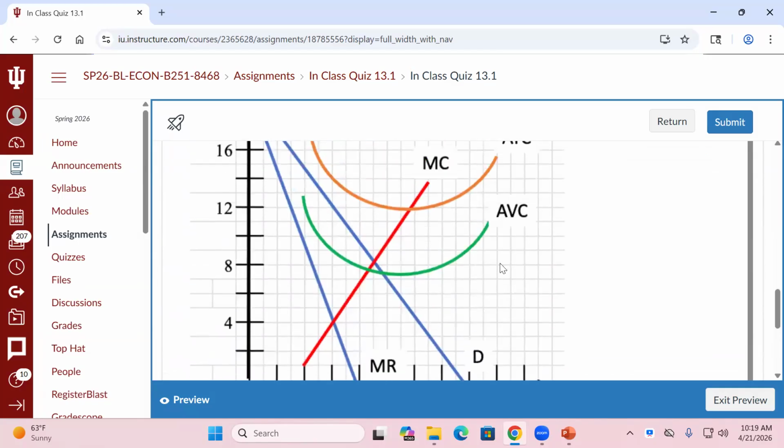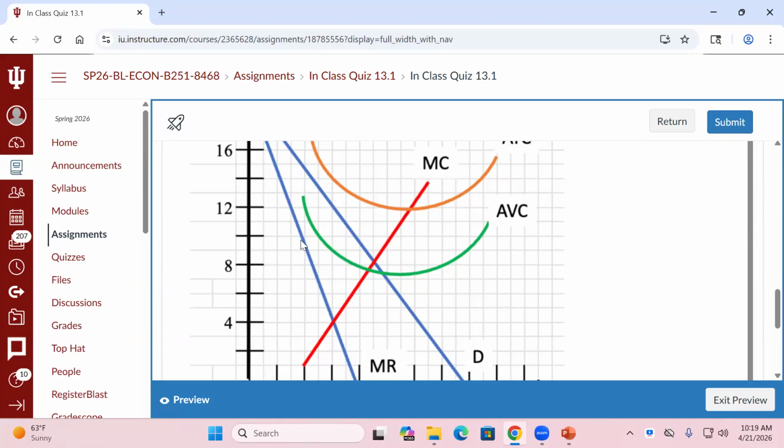So the next step is, what's the value of my profits? Well, do I stay open or shut down? At that quantity of 6 and that price of 12, is my price above or below my average variable cost? Is 12 greater than 9? Yes, so I should stay open.